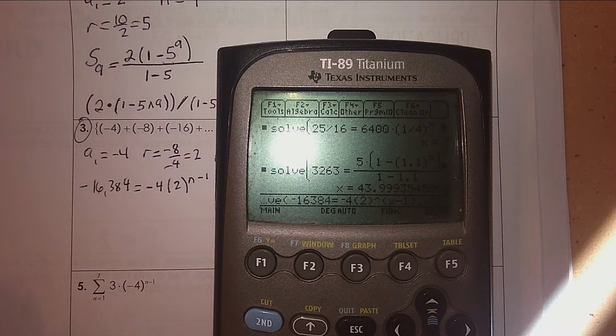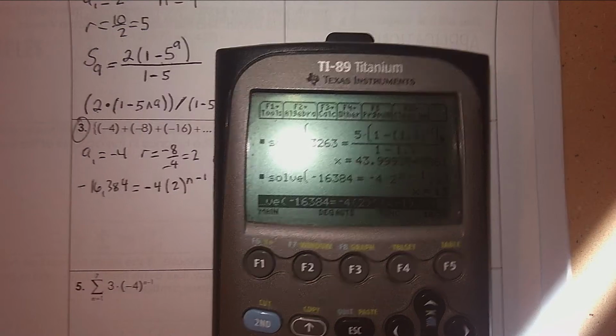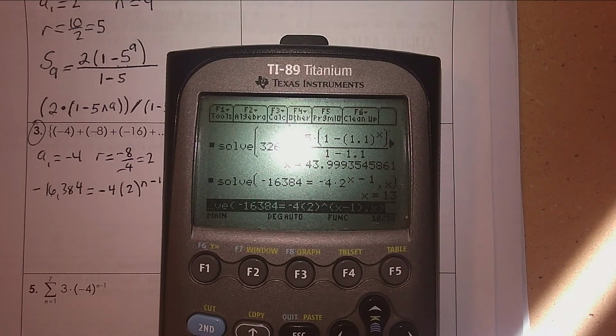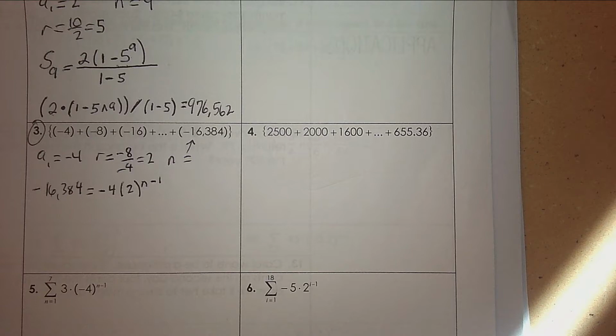So make sure you put parentheses around the exponent. Go comma x. The comma is below the letter t in the middle of the calculator. And then what answer did you get? So how many terms are there? Isn't that handy to have a calculator that can solve anything? Math-wise, anyway. 13.